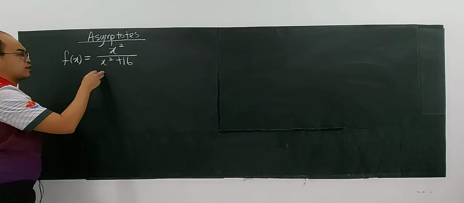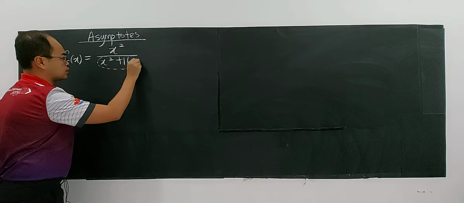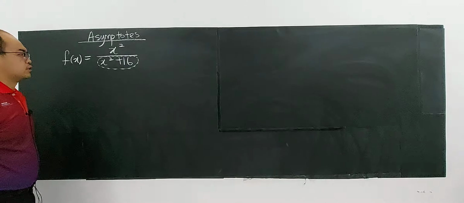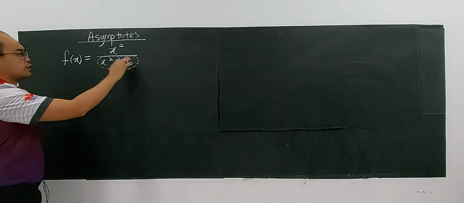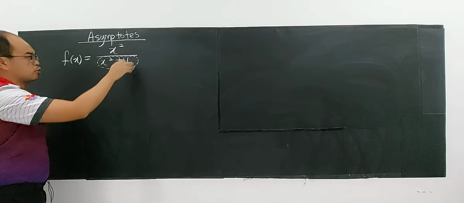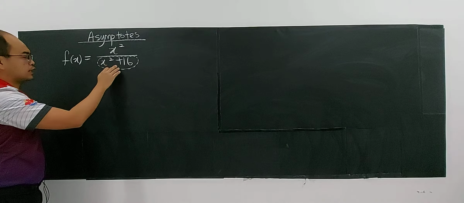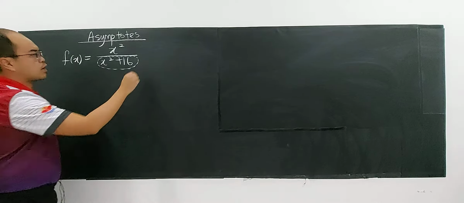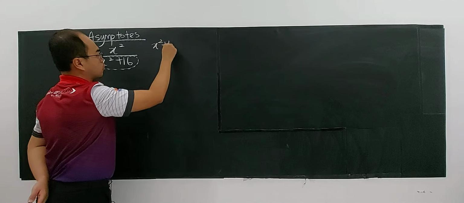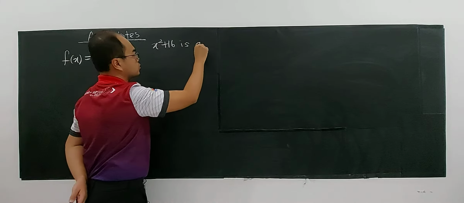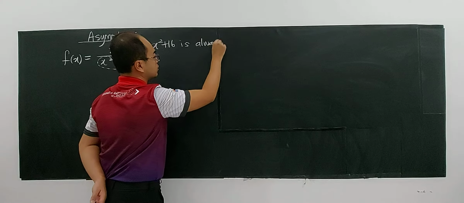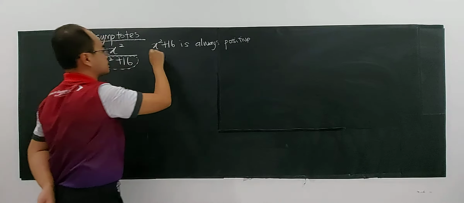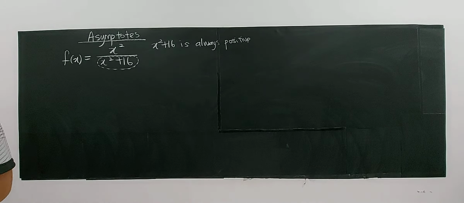If this is a rational function, we always focus on the numerator and the denominator, where the denominator cannot be 0, because if the denominator is 0, there is no output; it will be undefined. But for this case, x squared plus 16 is always positive. It won't be 0. X squared plus 16 will always be positive and will not be 0.